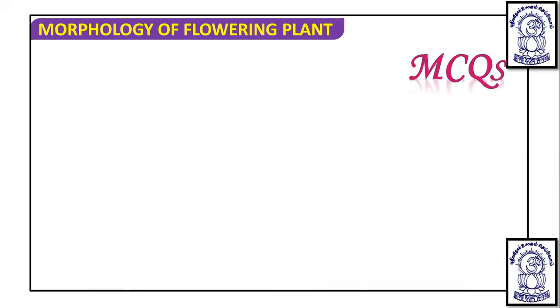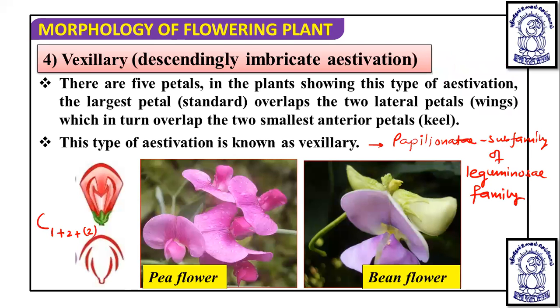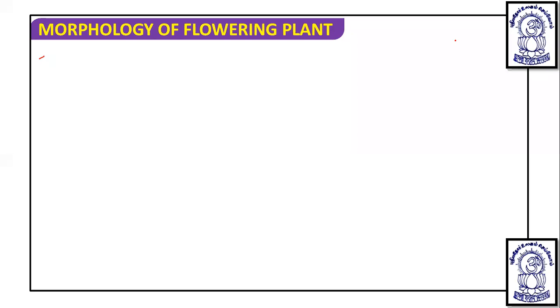After vexillary estivation, the other 4th type we have already discussed. Another 5th type of estivation is there, that is known as quincunxial. In this quincunxial estivation, a total of 5 petals are present.